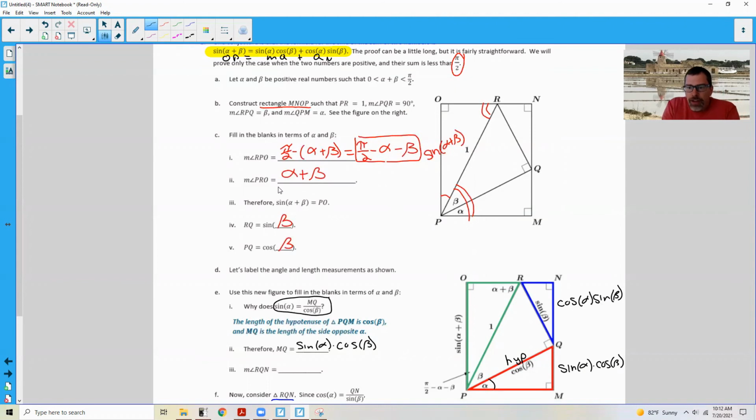Pretty cool stuff here. Okay, so now that we know that, this side here is cosine alpha times sine of beta. Well, if this angle right here is RQN, this side right here, remember, cosine is adjacent over hypotenuse. So cosine of alpha times sine beta would be this side right here. So therefore, let me erase that. This has to be alpha. The cosine of alpha times the sine of beta will give us this side. So therefore, this angle has to be alpha.